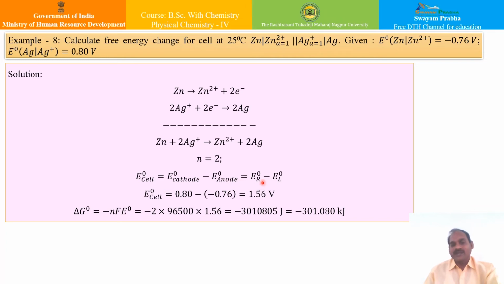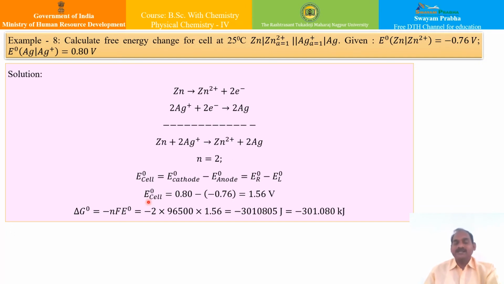So I can write down that standard EMF of the right hand cell minus standard EMF of the left hand cell. I can substitute these values. So standard EMF of the cell is equal to this: at cathode I have silver, so it is 0.80 volt, minus what is at anode, that is for zinc it is minus 0.76. So 0.80 minus minus 0.76 gives me 1.56 volts, isn't it?